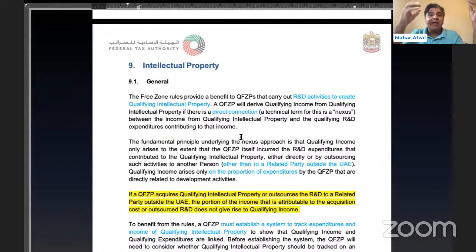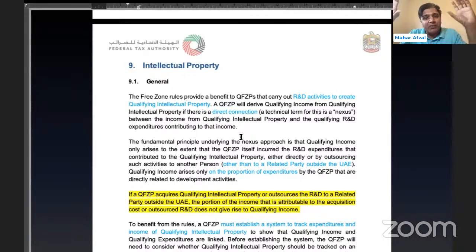The logic is basically that you need to do the research, you need to invest into the research. After doing the research, you need to develop the intellectual property. From the intellectual property, you are selling the intellectual property. From the sale of the intellectual property, you are taking consideration. If you are doing all these things, then they said it will qualify as intellectual property. Then based upon this criteria, if this intellectual property is properly registered under the UAE law or under any international law, and consideration is being generated, then it will be considered a qualifying intellectual property.